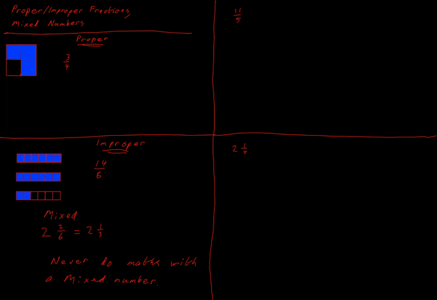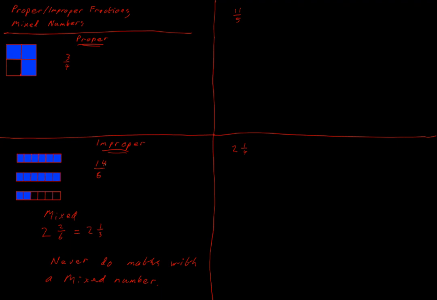We never do maths with a mixed number. We're always going to turn them into improper fractions first. The reason why is because it's very easy to make mistakes when we're adding and subtracting fractions or multiplying fractions, like we will be very soon. So it's important that if we get a mixed number, we know how to turn it into an improper fraction. And for getting a final answer, it's important to be able to turn improper fractions into mixed numbers.